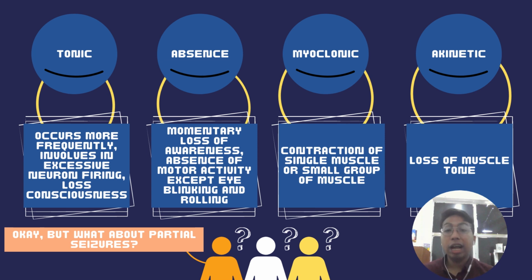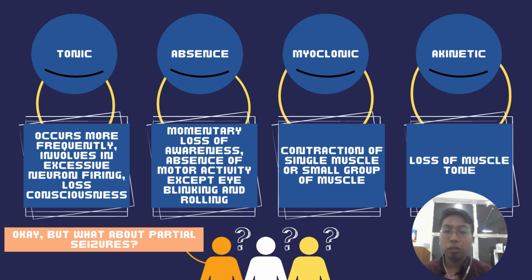Absence seizures are momentary loss of awareness where absence of motor activity happens except for blinking and rolling. So it can also be mistaken as daydreaming, which is very important for parents or dear friends to analyze first whether or not this person or a child is daydreaming or having absence seizures.